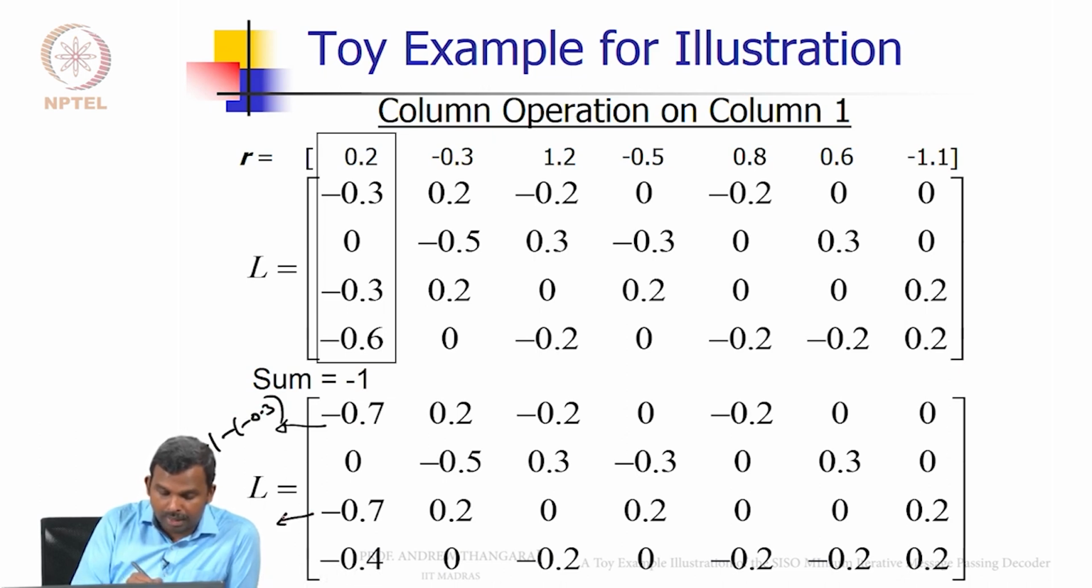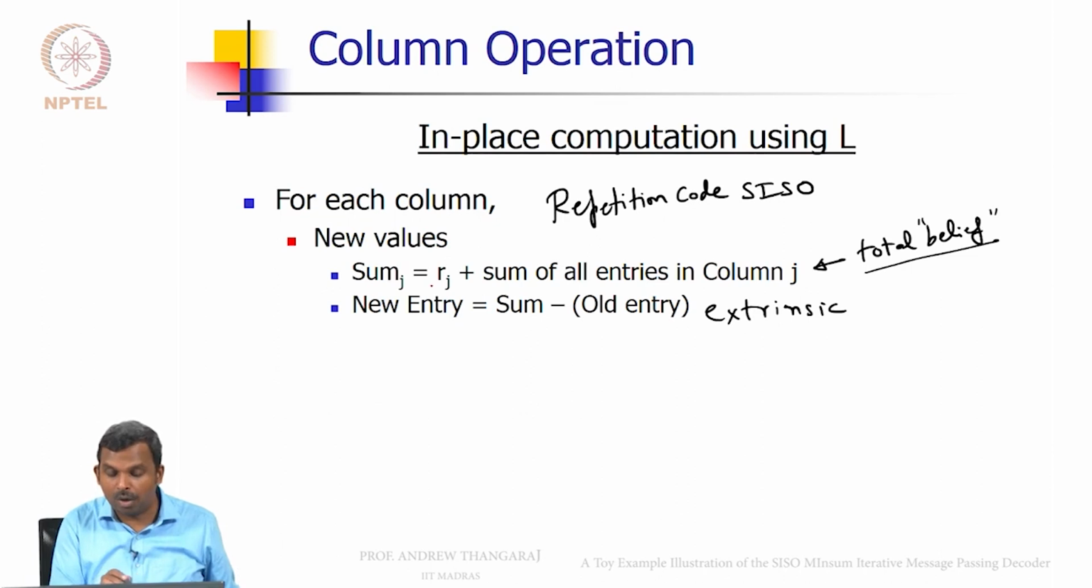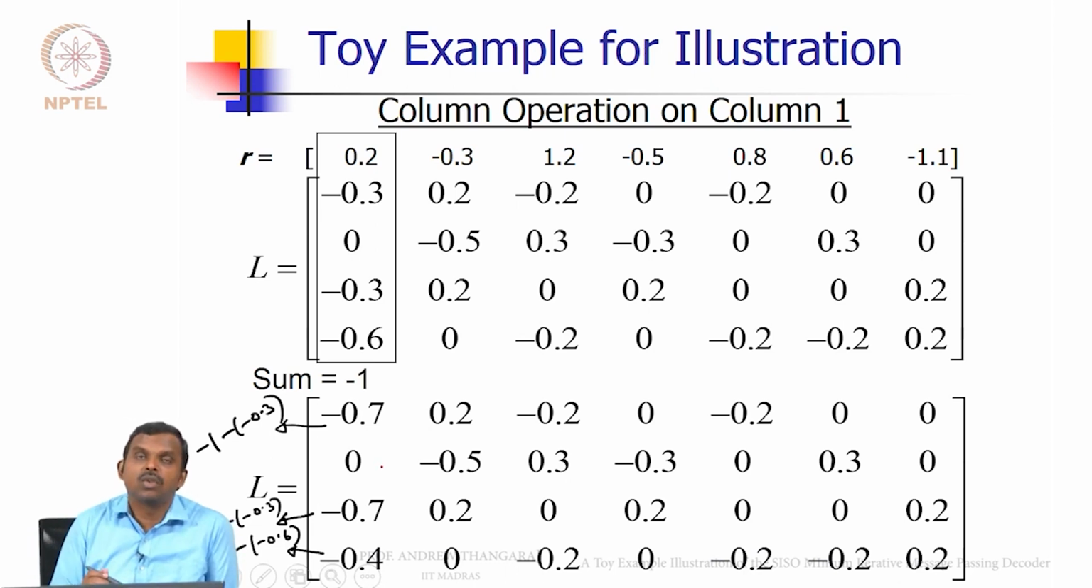So, what about here? Again the same thing, minus 1 minus minus 0.3, sum minus the old entry, minus 1 minus minus 0.6. Okay, once again I will remind you, you add up all the entries of the column and the corresponding received value and the new entry is going to be the sum minus the old entry, that is the extrinsic computation. So, now you repeat this for every column.